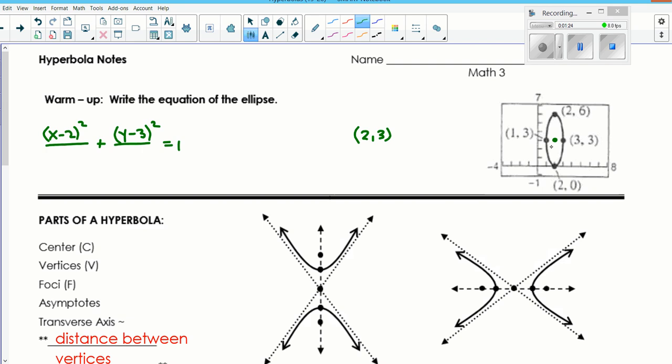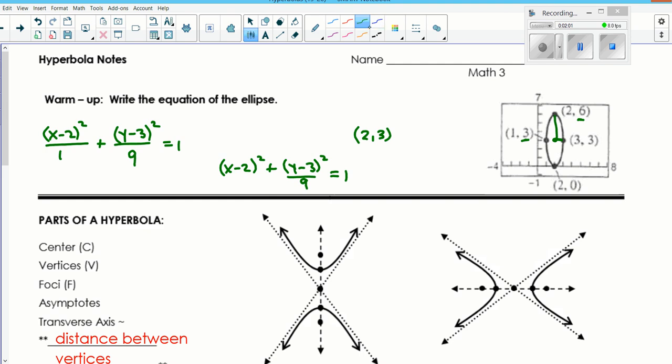Underneath my x is how much I go left or right squared. So the distance from here to here is 1. So if I square that, that would be a 1. On my y-axis, this distance goes from 3 up to 6. So from 3 up to 6 is a distance of 3. So when I square that, I get 9. You can leave your answer like that. More often, though, you're going to see it written as x minus 2 squared plus y minus 3 squared over 9 equals 1. Okay, remember when we write an ellipse, it must always be set equal to 1.